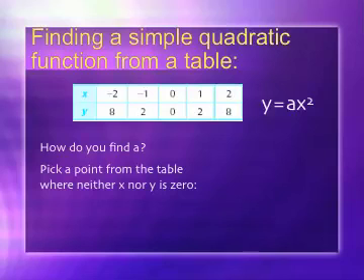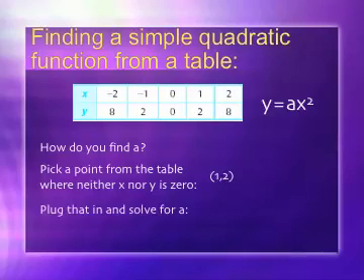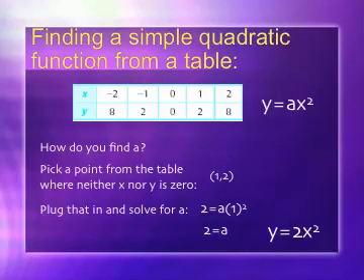So in this case, I'm going to pick the point 1, 2. That says that for this function shown in the table, when I put in a 1 for x, I get out a 2 for y. So I have y equals ax squared, or 2 equals a times 1 squared when I plug in the point above. Now I can solve this equation for a, and I see that the formula that goes with the table above must be y equals 2x squared.